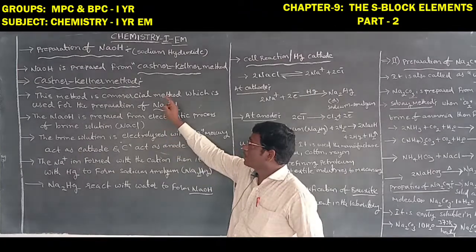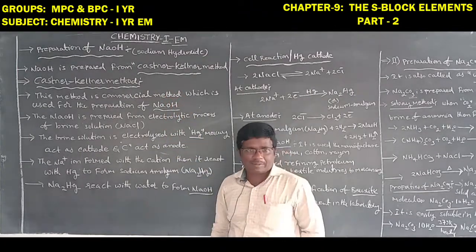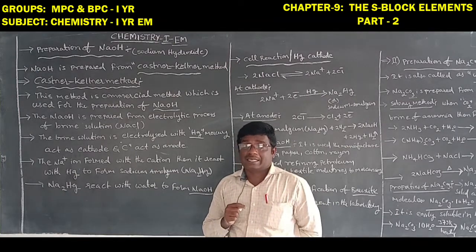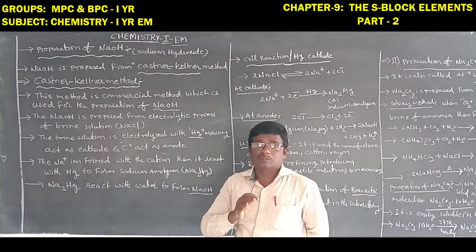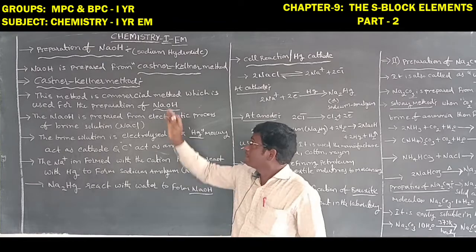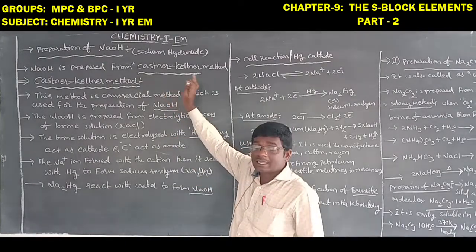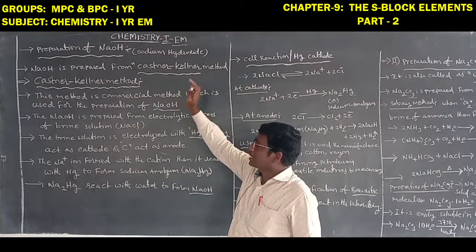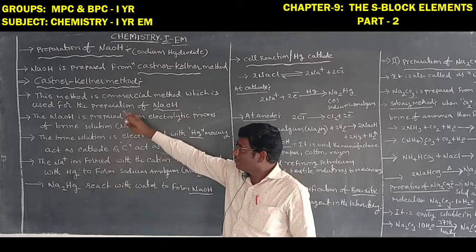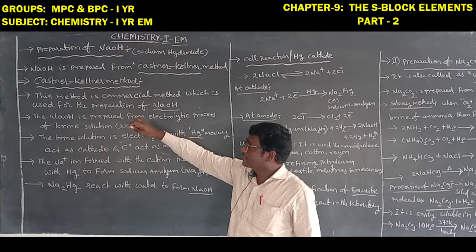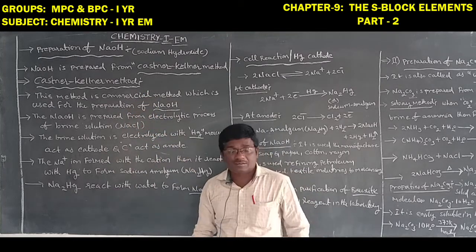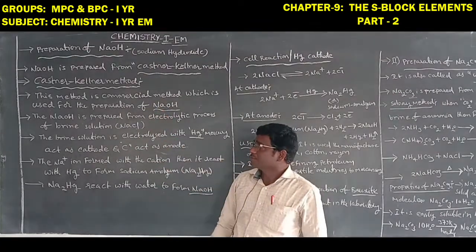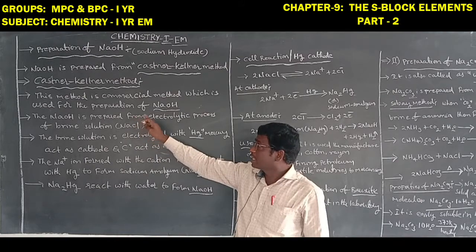Sodium hydroxide is prepared by the Castner-Kellner method. Which process is used to prepare sodium hydroxide? The Castner-Kellner method. Here is the first one, preparation of sodium hydroxide by the Castner-Kellner method. The Castner-Kellner method is the commercial method.